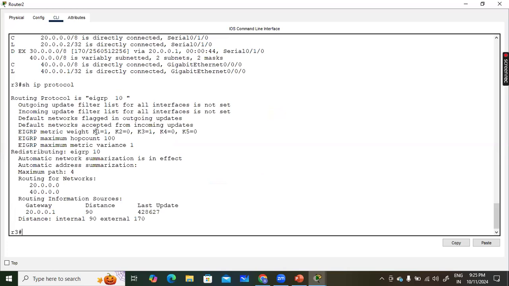You see, there are the K values. So you have to keep these K values in mind. Okay. K1 is equal to 1, K2 is 0, K3 is 1, K4 is 0, and K5 is 0.